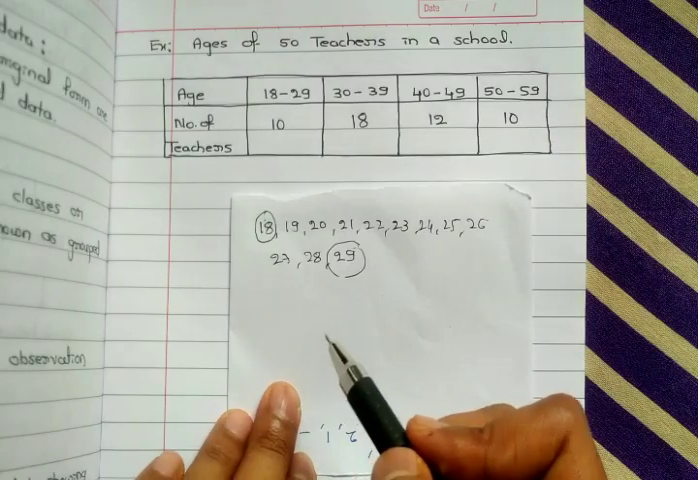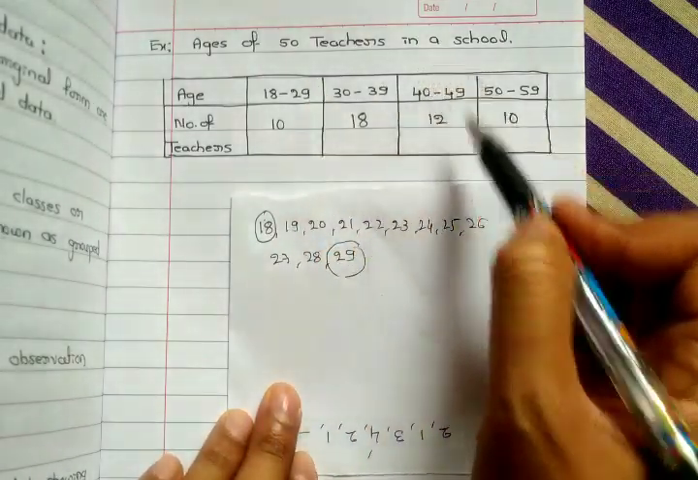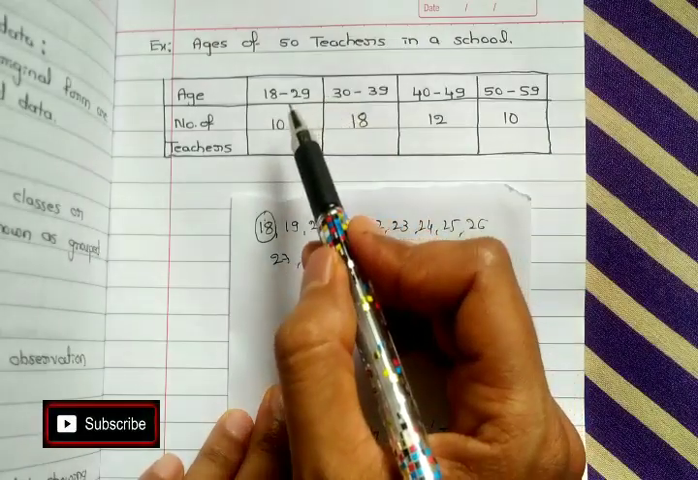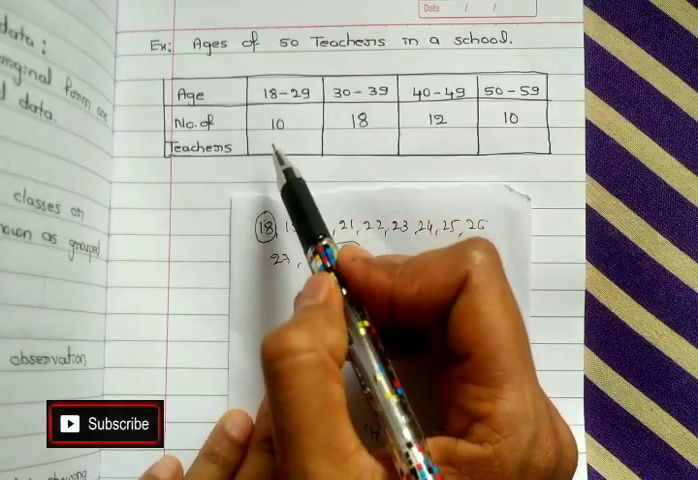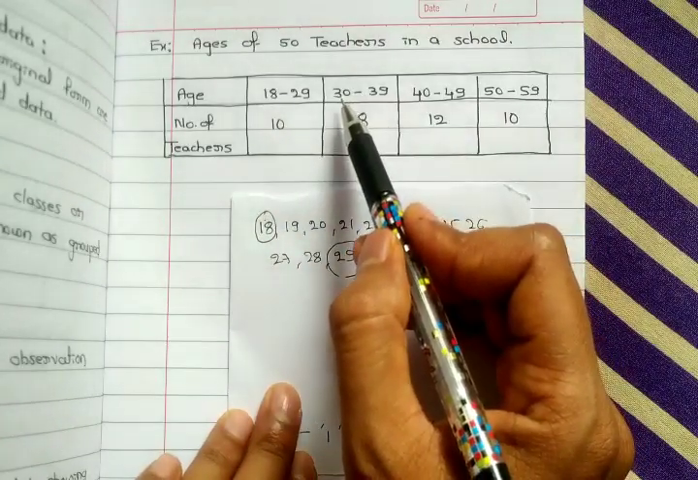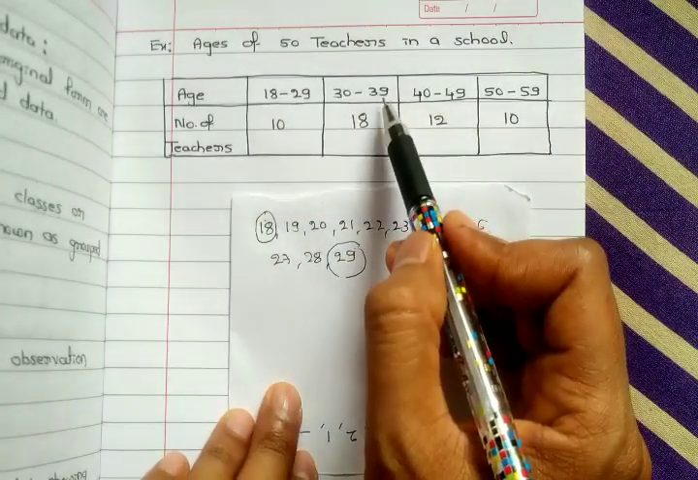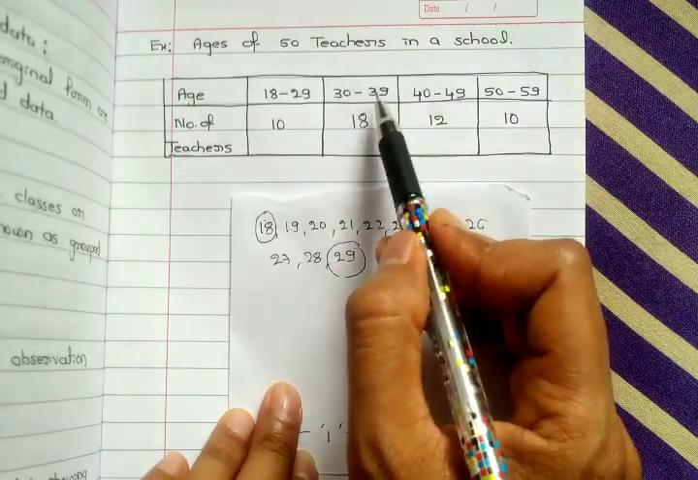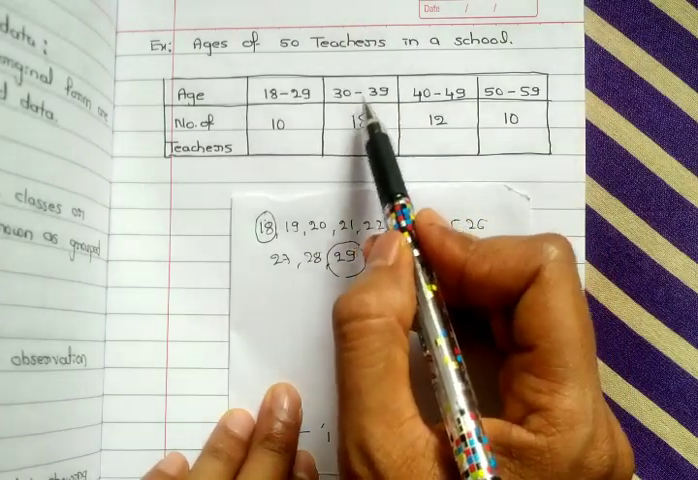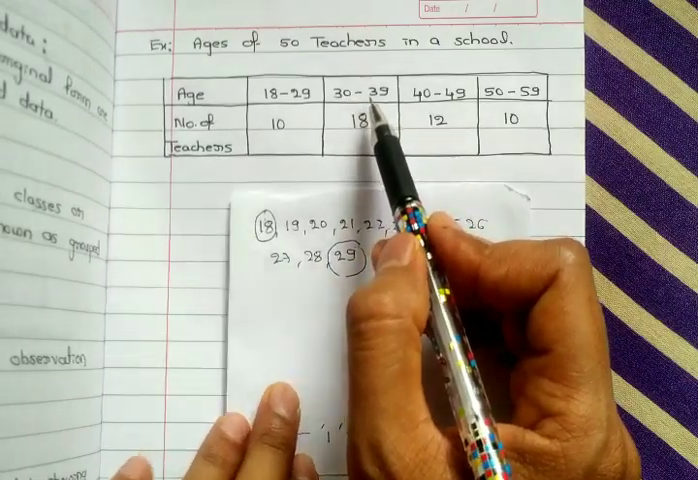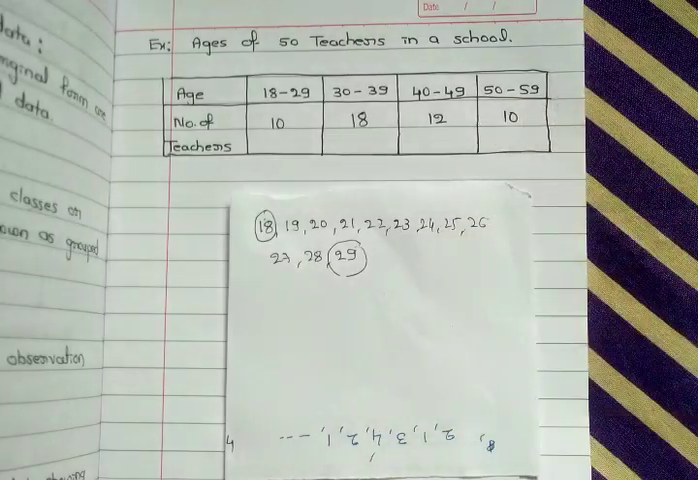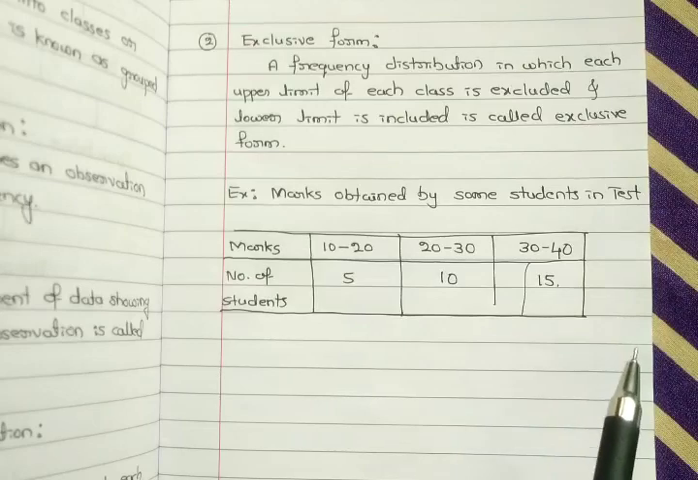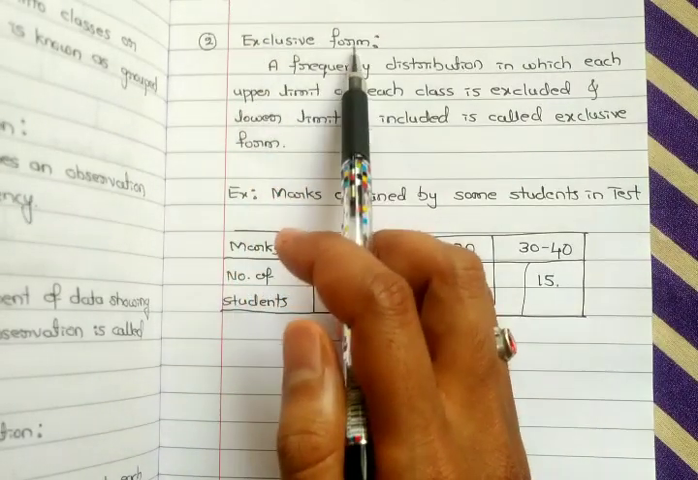So here in every class we include 18 as well as 29, and in between also we include. Here 30 also we include, 39 also we include, and again in between 30 to 39 whichever age comes, that also we include. Such a type of form is called inclusive form.